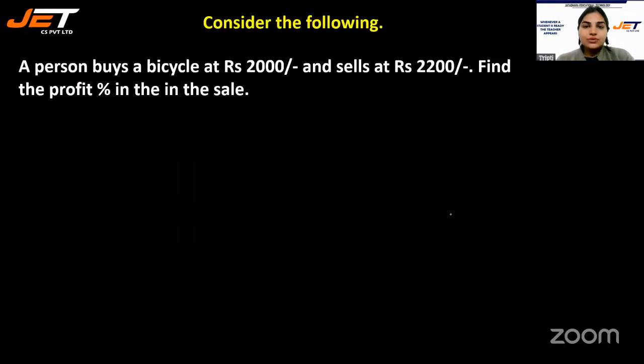Now, let's do this question here. A person buys a bicycle at rupees 2000 and sells at 2200. Very similar example to what I have given you to explain profit and loss. Bicycle at 2000 and sells it at 2200. Find the profit percent in the sale. There we just calculated the profit. Here you need to find the profit percent also. So I want you to do it first.